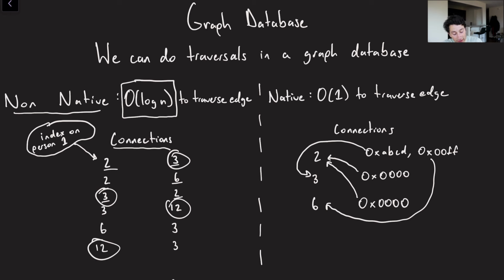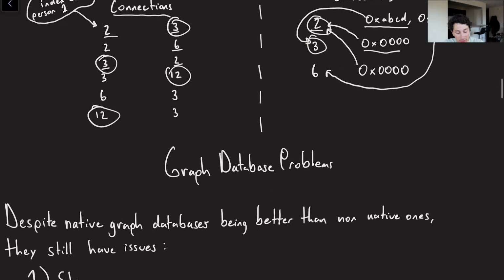On the contrary, native graph databases will actually traverse edges in O(1), the reason being that for a given person or a given node over here, I can actually put the physical location on disk of who they're connected to. So now basically this pointer is going to point me to user 3 on disk. User 3 has a pointer that's going to point me back to user 2, and so on and so on and so on. Now that's not to say that this is going to be particularly fast.